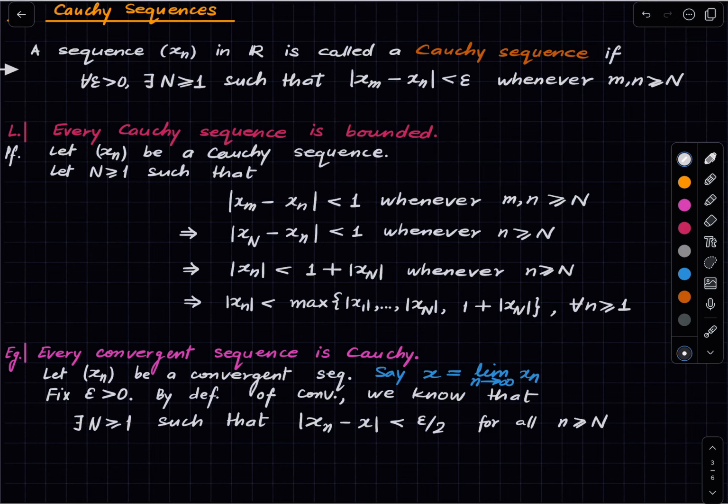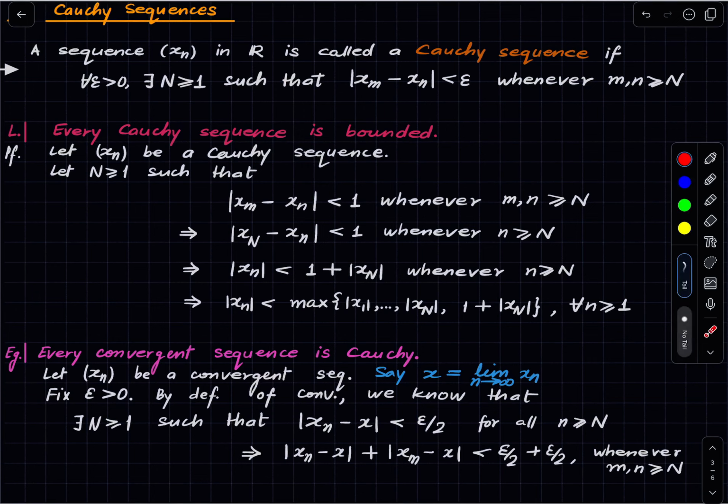Okay. Therefore, this is at most epsilon by 2 plus epsilon by 2 whenever little m and little n are at least capital N. So what happened? There is some big enough n such that this is true. So we just used it 2 times. Once we used the index m, the other time we used the index n. So we just kind of use this 2 times.